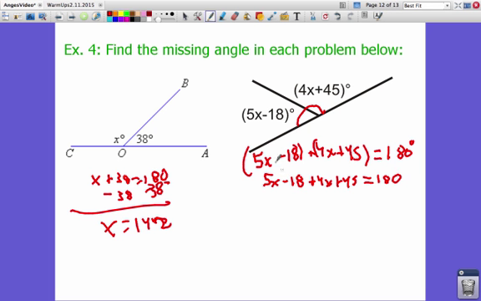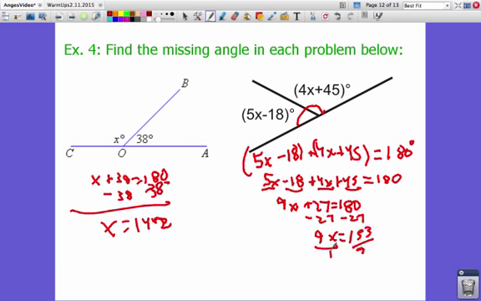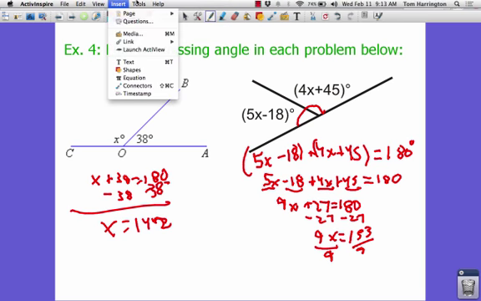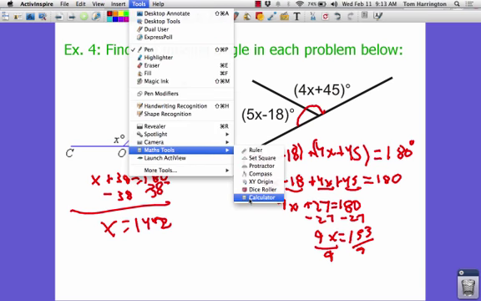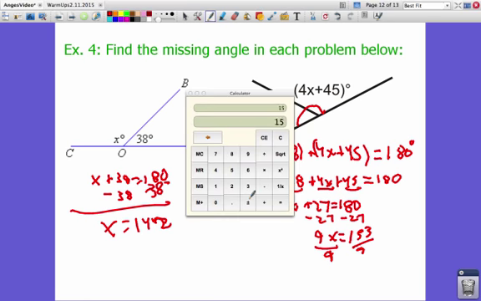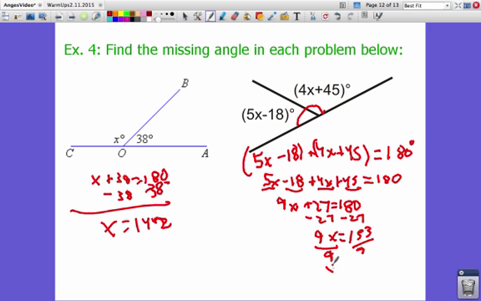Now I need to combine my like terms. 5x plus 4x is 9x. Negative 18 plus 45 is plus 27. Subtract 27 on both sides. 9x equals 153. Divide both sides by 9. I don't know that off the top of my head, so I'll grab the calculator. 153 divided by 9 is 17. So I get x equals 17.